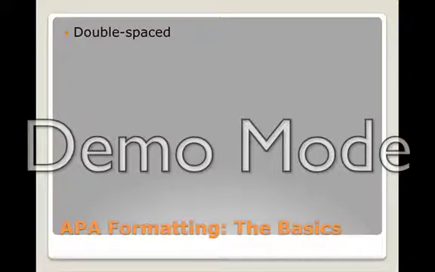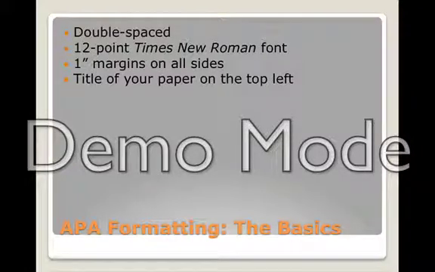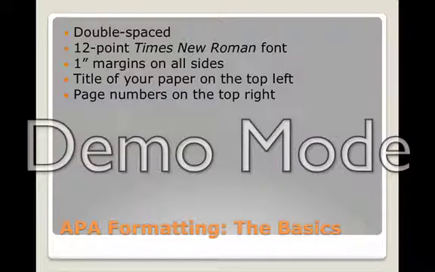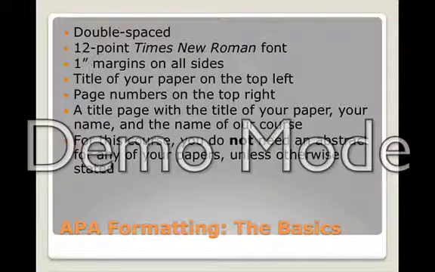that means everything you turn into me should be double spaced. Everything should be in 12-point font Times New Roman. There should be 1-inch margins on all sides. You should have the title of your paper in the top left corner, page numbers on the top right. That should go in the header. You want a title page with the title of your paper, your name, and the name of our course. Though for the essential questions, don't worry so much about a title page. And this sometimes confuses people. APA asks for abstracts. I don't need an abstract in anything you're going to turn into me, so don't worry about an abstract.